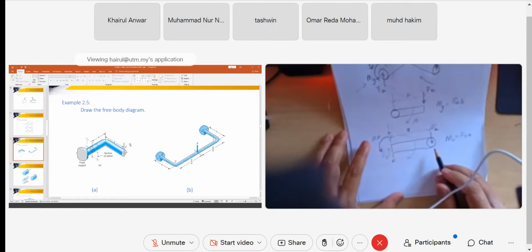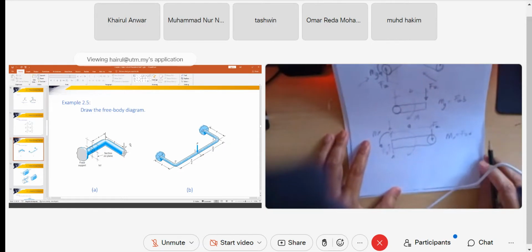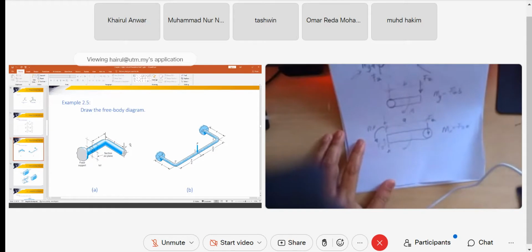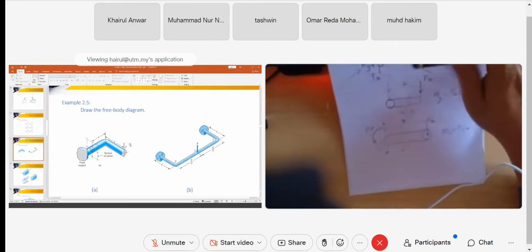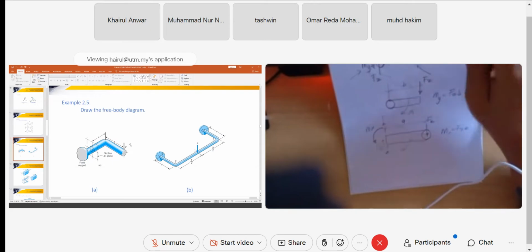Nanti I explain to you about stress, maybe on the next class. I think today we stop here. I hope you understand about free relativity. From here you can get what is the stress value. This one, you punya free body diagram. So my point is free body diagram kena betul.